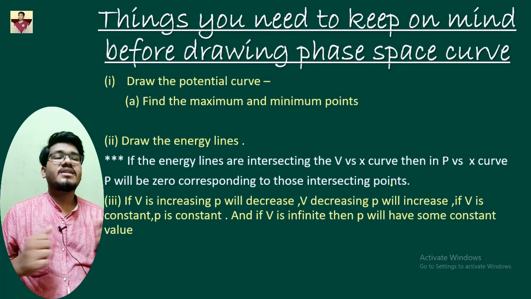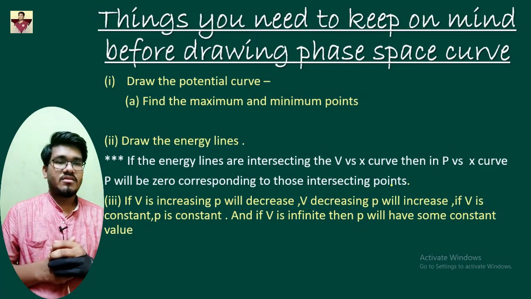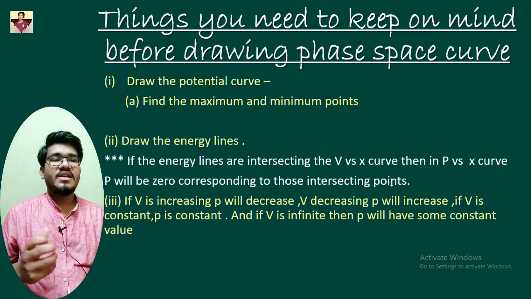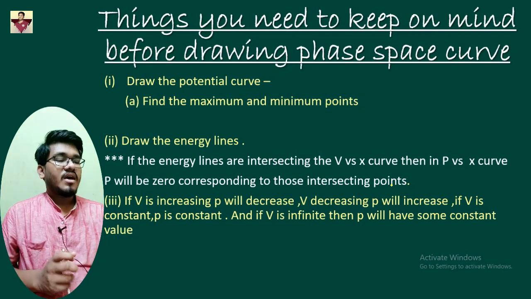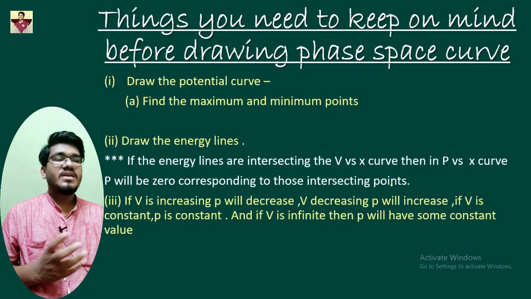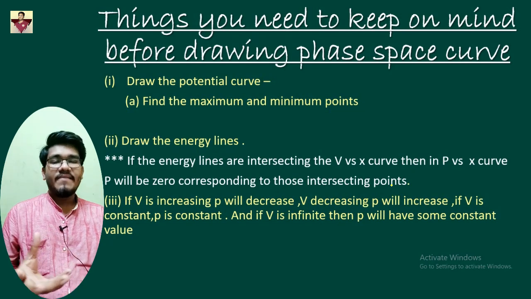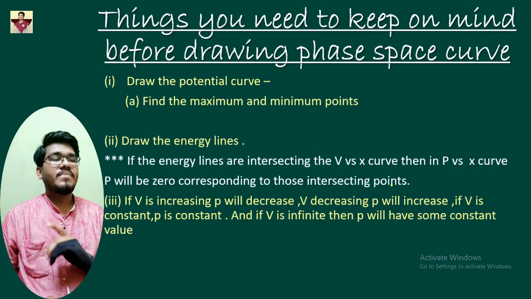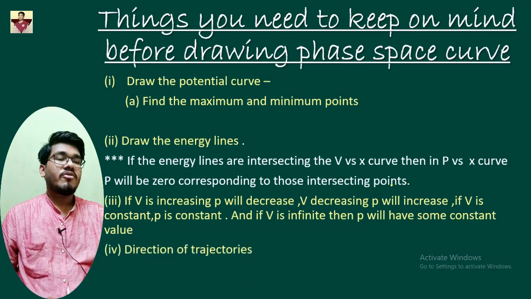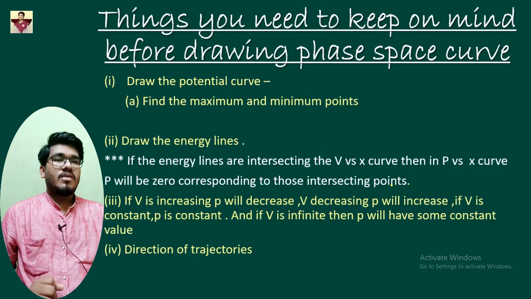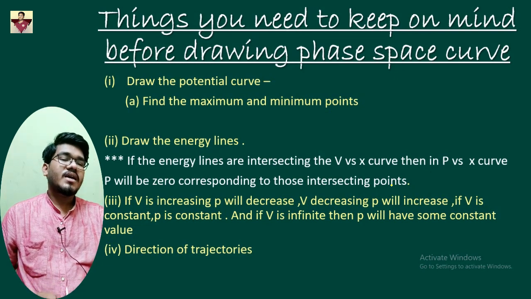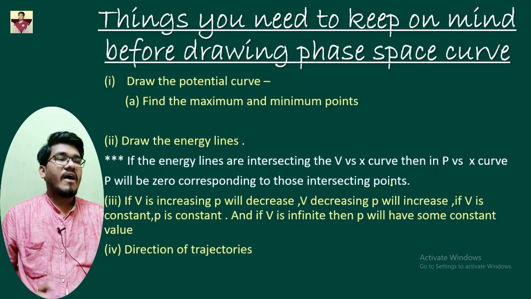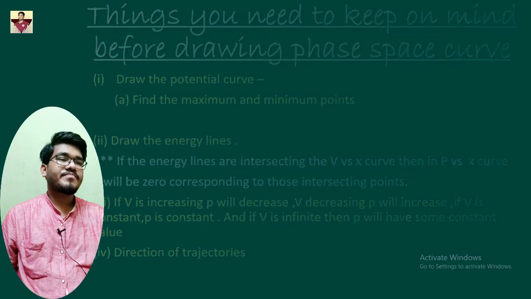Next, if V is increasing, P will decrease. That means if the potential energy is increasing, the momentum of the particle, or the kinetic energy, will decrease. And if V is decreasing, then P will increase, vice versa. If V is constant, P will be constant, and if V is infinite, then P will have some constant value. And the most important point: some people get confused while drawing the direction on the trajectories. I will also discuss that in detail.